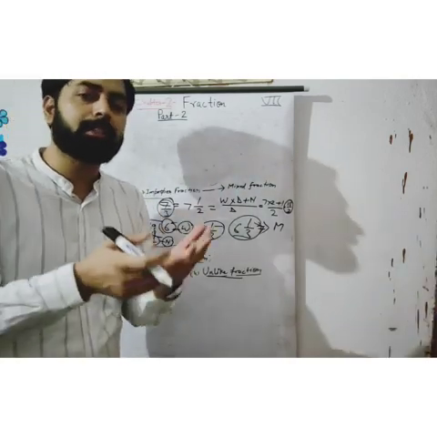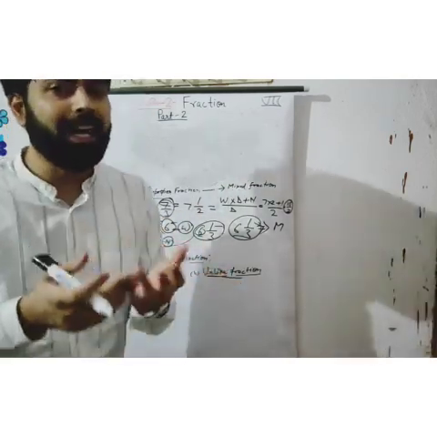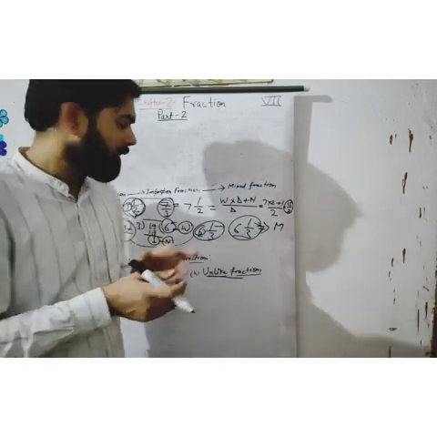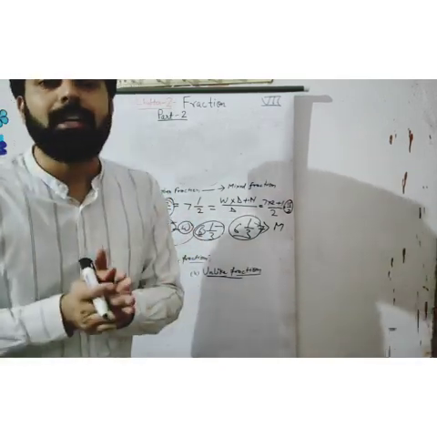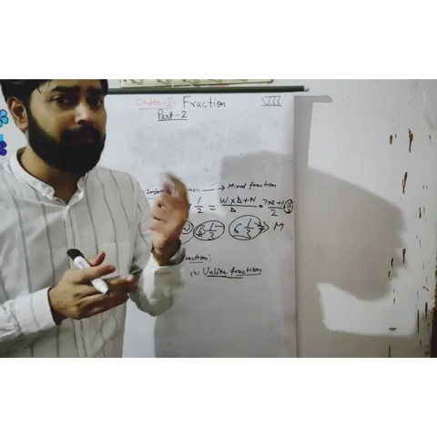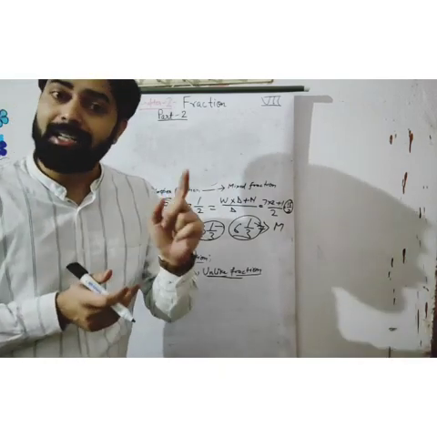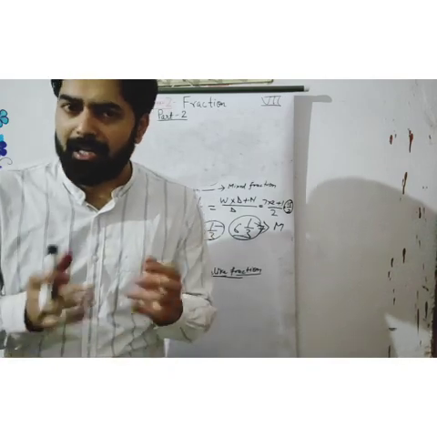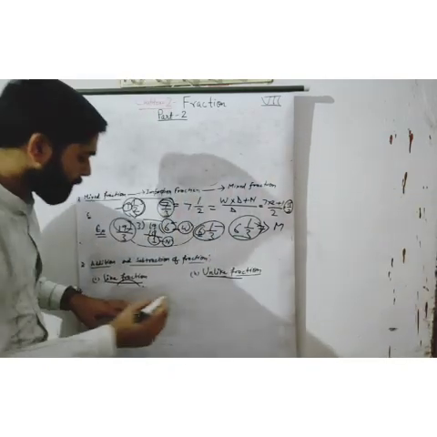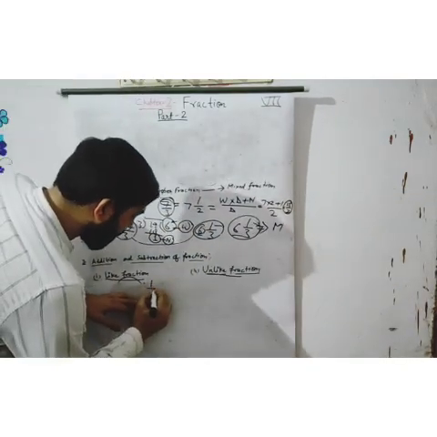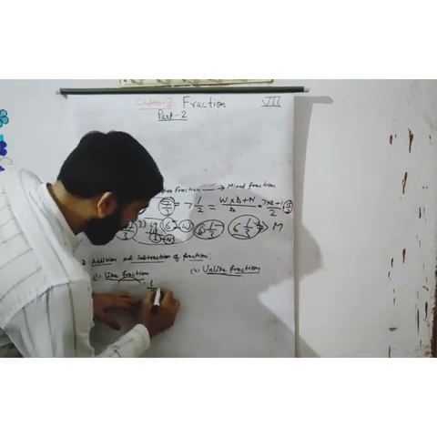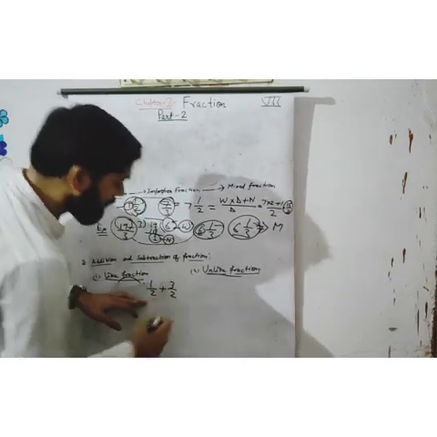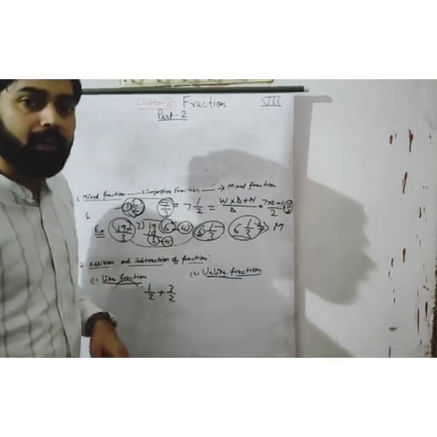If more than two fractions are in unlike form, how can we add and subtract? You know what a like fraction is: fractions having the same denominator are known as like fractions, and fractions having different denominators are known as unlike fractions. Now suppose we have one fraction 1 upon 2 and another fraction 3 upon 2, and the question says add these fractions. So how can we add?